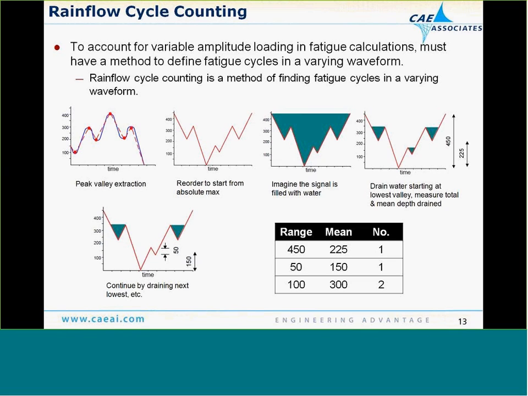And then we now have described basically the largest cycle as part of this complex loading. And now we're left with these other three. So if we look at the next one at the bottom, that has a range of 50 and a mean of 150, and that happens once. So we record that as part of the rainflow cycle counting. And finally, we're left with those two final cycles, both of which have a range of 100 and a mean of 300, and obviously that happens twice.